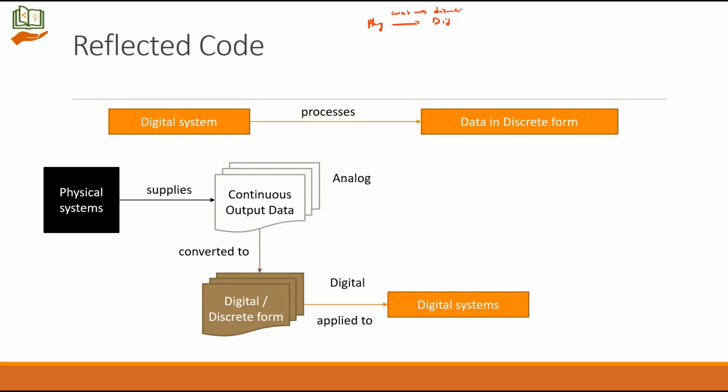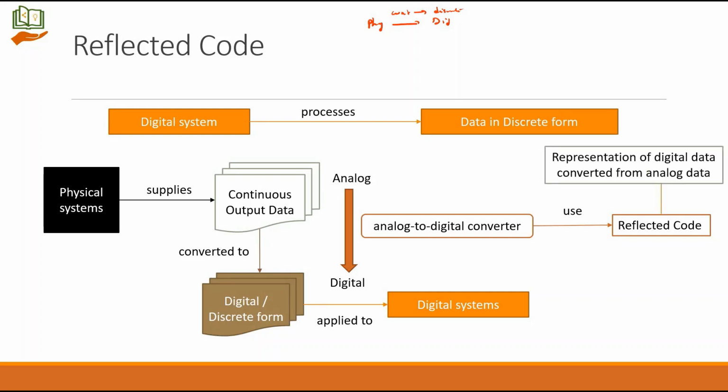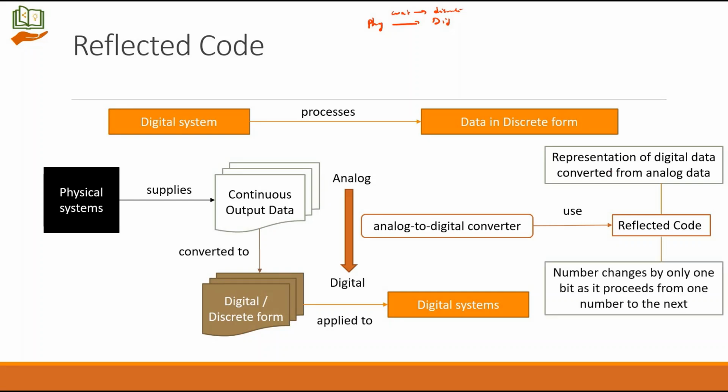In order to convert this analog to digital, we will be having an analog to digital converter. This converter uses a code called reflected code. Now you can understand where this reflected code comes in. Why are they here? These are the representation of digital data that are converted from analog data. What kind of code is this? The number changes by only one bit as it proceeds from one number to the next.